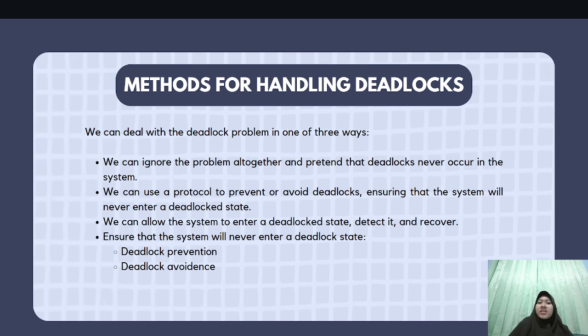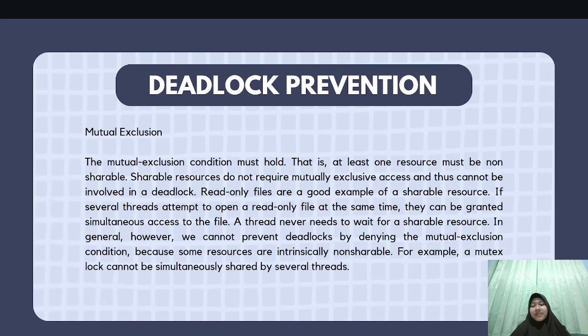We can deal with the deadlock problem in one of three ways. We can ignore the problem altogether and pretend that deadlocks never occur in the system. We can use a protocol to prevent or avoid deadlocks, ensuring that the system will never enter a deadlock state. We can allow the system to enter a deadlock state, detect and recover. Ensure that the system will never enter a deadlock state: first one is deadlock prevention, and the second one is deadlock avoidance.